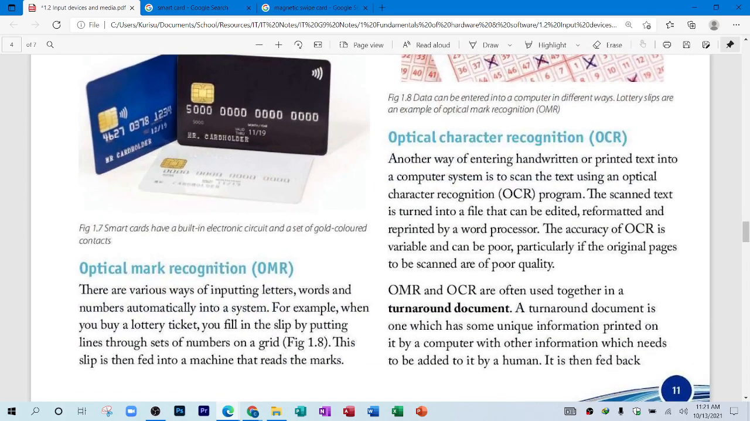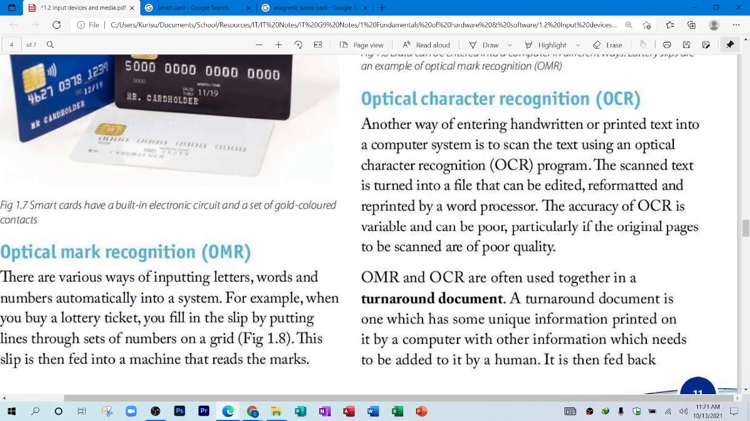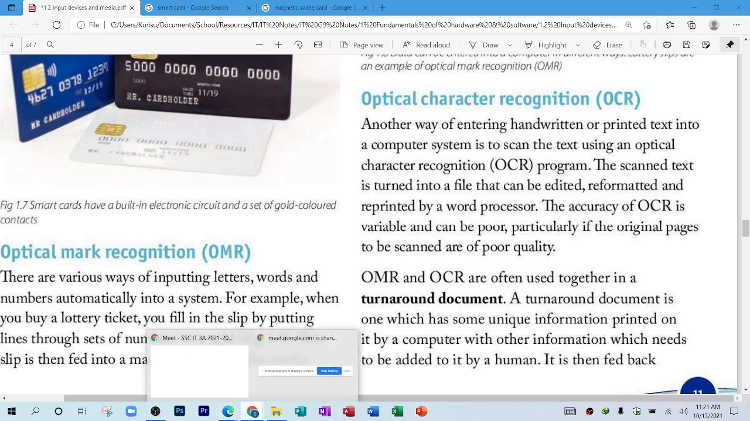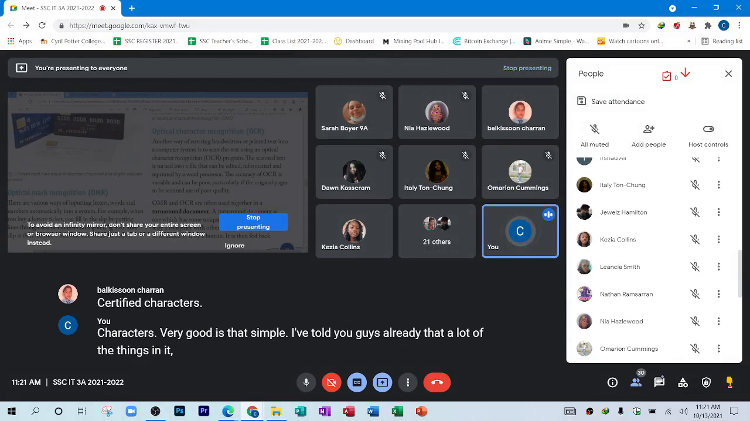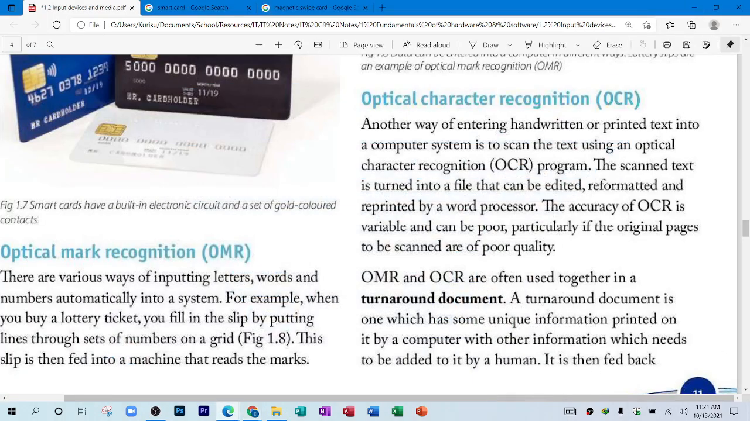Now the next one is optical character recognition. Based on the name, what do you think this one is going to look for? Characters, very good. It's that simple. I've told you already that in IT, the name basically tells you what it does. So Lanesia, can you read OCR?